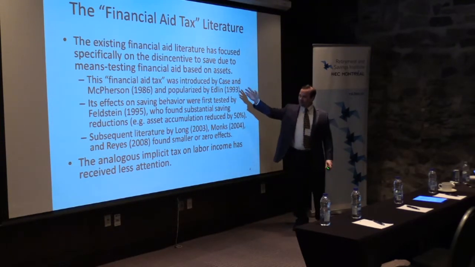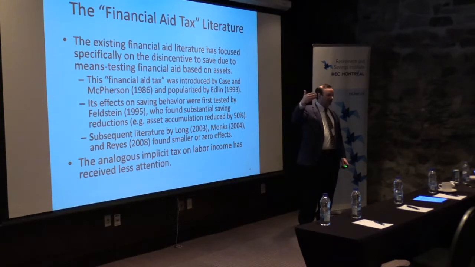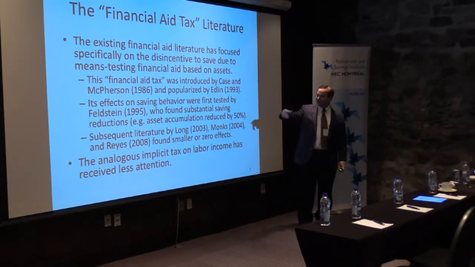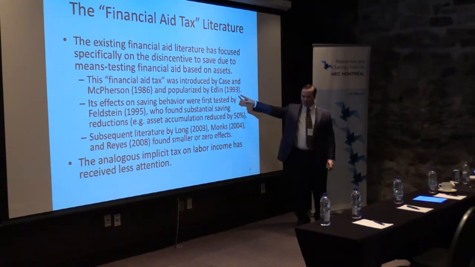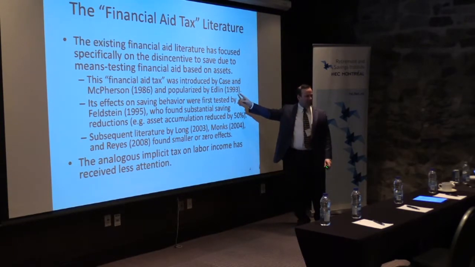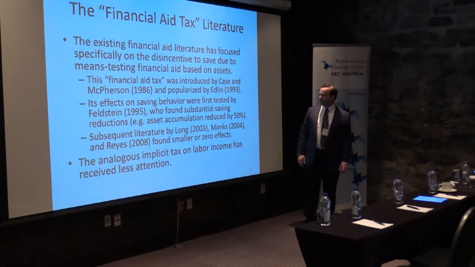So this term, the financial aid tax, this idea that if you show up with an additional dollar of assets and you're subject to the financial aid formula, you're going to lose aid, goes back to Case and McPherson in 1986. And then there was a great Journal of Economic Perspectives paper by Aaron Edlin in 1993, which I'll return to, which made the economic case for this as being problematic.